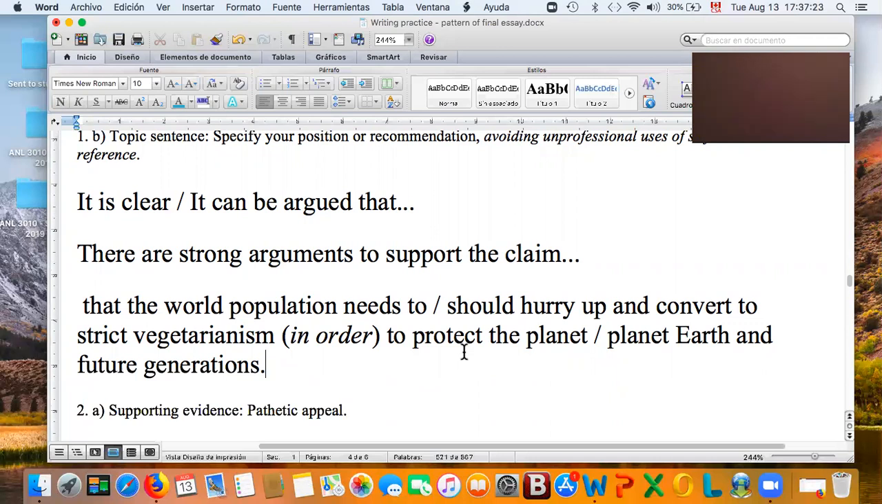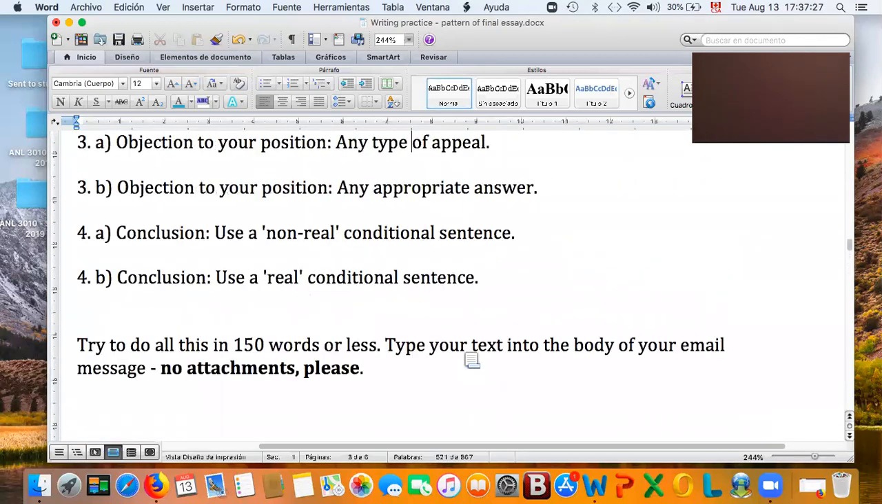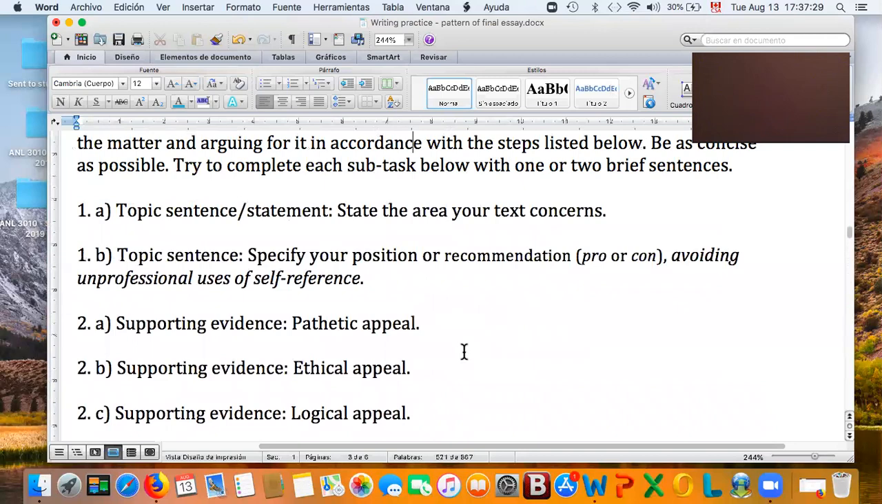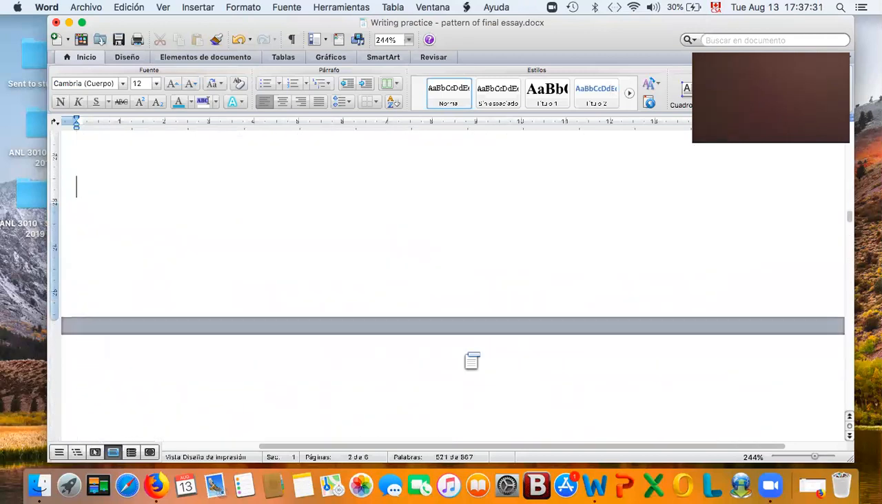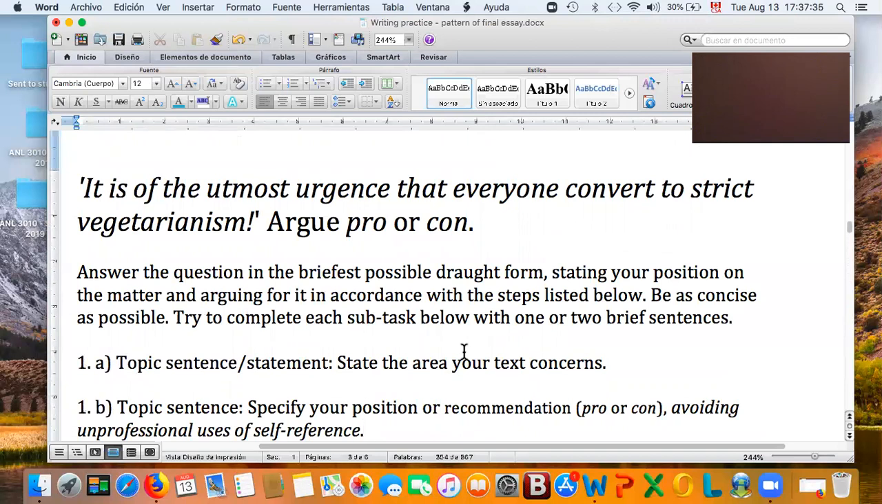Everybody, what was it now? What was it? Let's go shooting back up to the top. What was it? "It is of the utmost urgency that everyone convert to strict vegetarianism," argue pro-con. Now she chose to support that position.